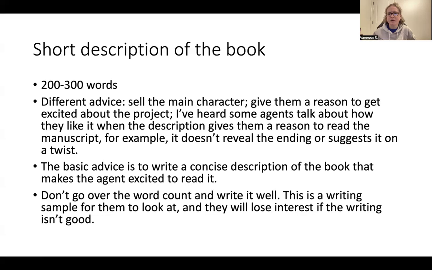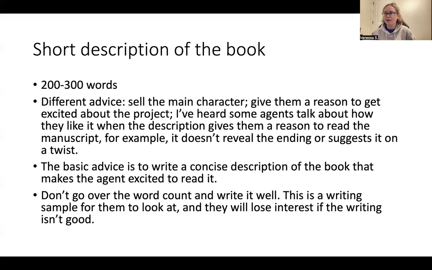I've heard some agents talk about how they like it when the description gives them a reason to read the manuscript. For example, it doesn't reveal the ending or it suggests it ends on a twist. The basic advice is to write a concise description of the book that makes the agent excited to read it. And then, depending on what genre you're writing in, you might want to pitch it a little bit differently. But it should be written to be successful to the person who's going to be reading it.